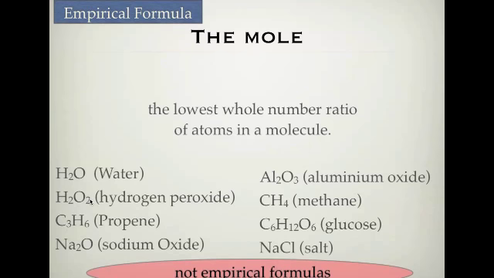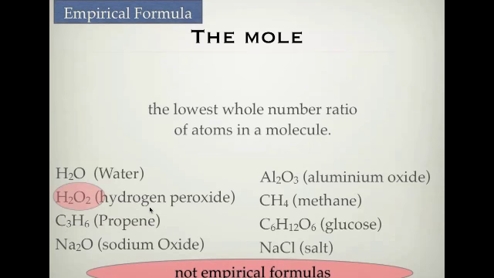2 to 2 is not 1 to 1. Okay? So this is not an empirical formula. We can cancel this ratio down, and it can get smaller and smaller until it gets to the empirical formula. The empirical formula for hydrogen peroxide would be HO, because you have 1 to 1 as its basic ratio. Propene, a ratio of 3 to 6.